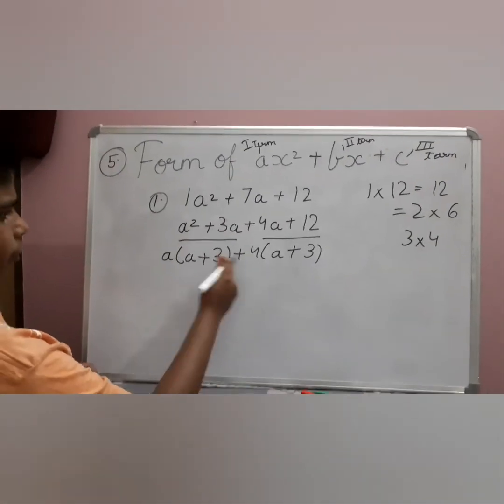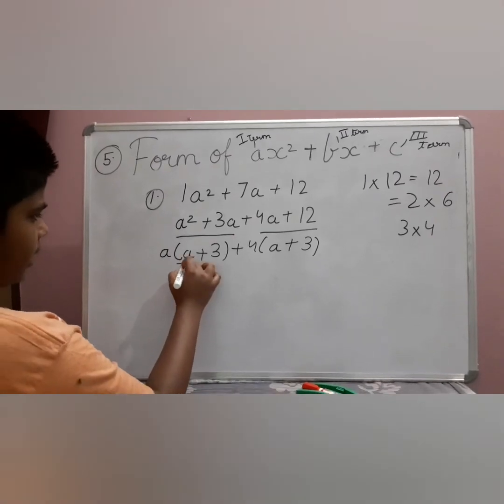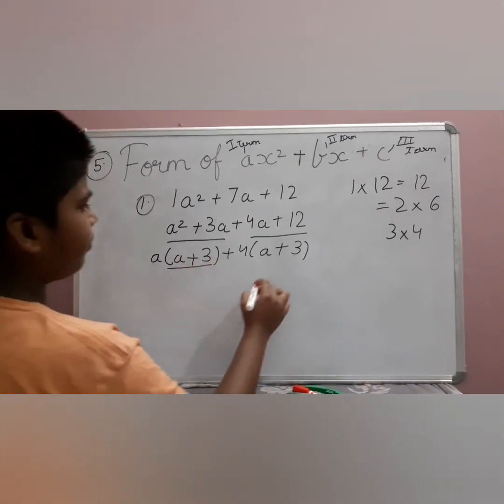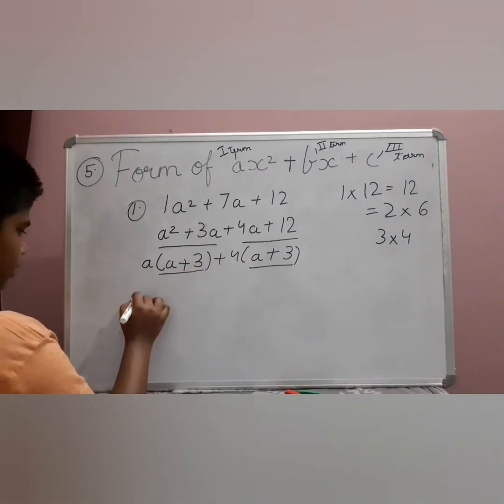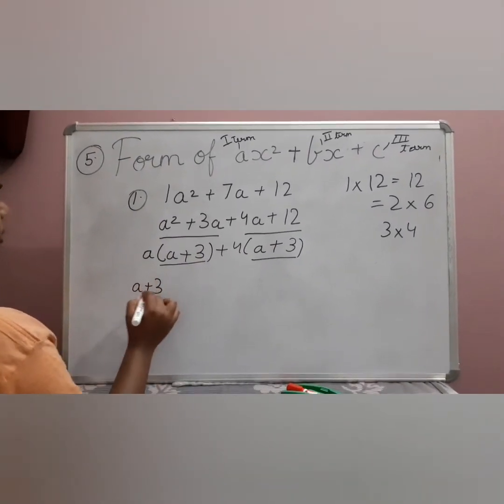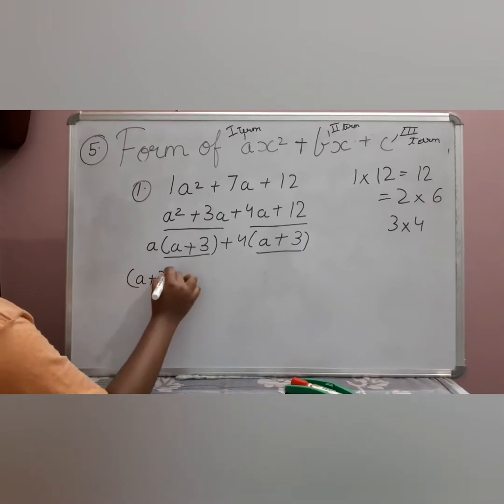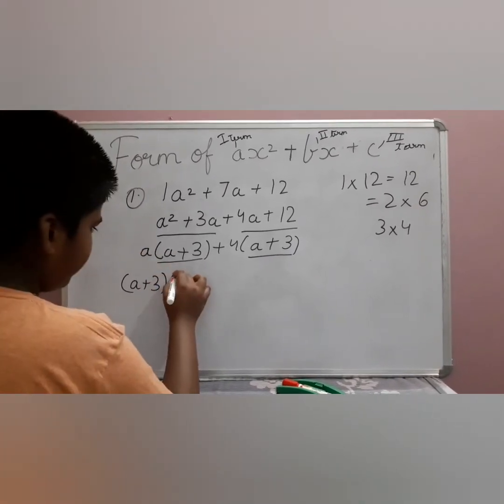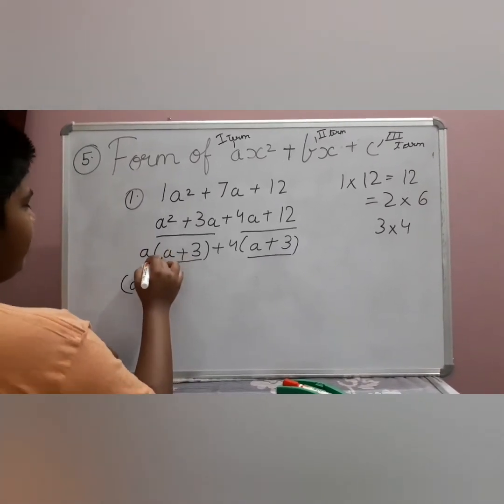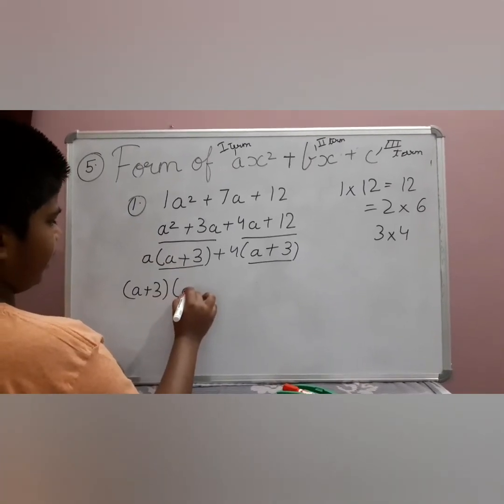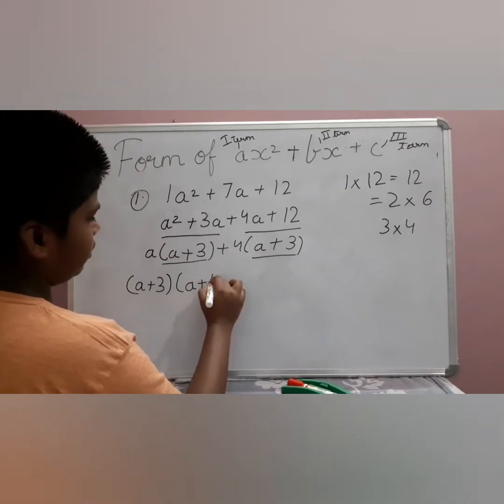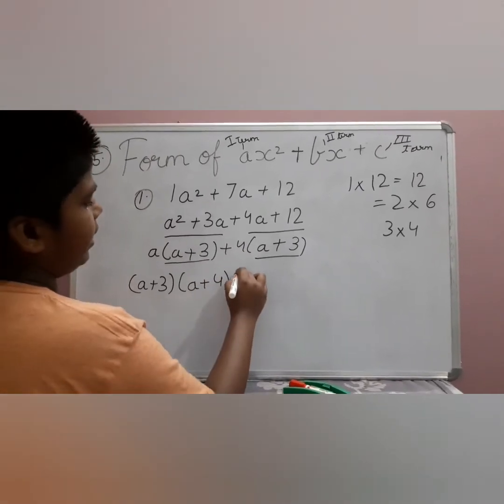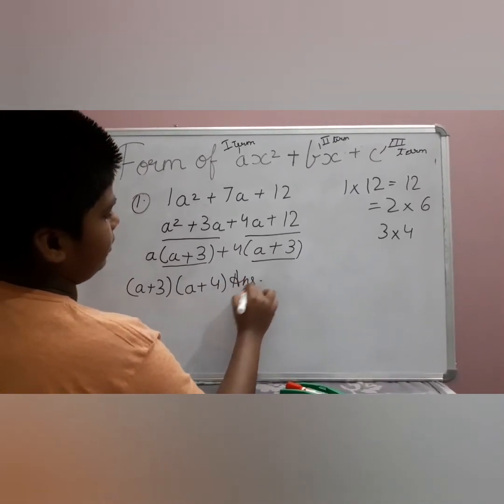Then we have two terms, A plus 3 and A plus 3, so A plus 3 can be taken common. We have taken A plus 3 common. Then we'll put a bracket. From the first group, A is left, so we write A here. In the second group, plus 4 is left, so we write plus 4 here. And this is our answer.